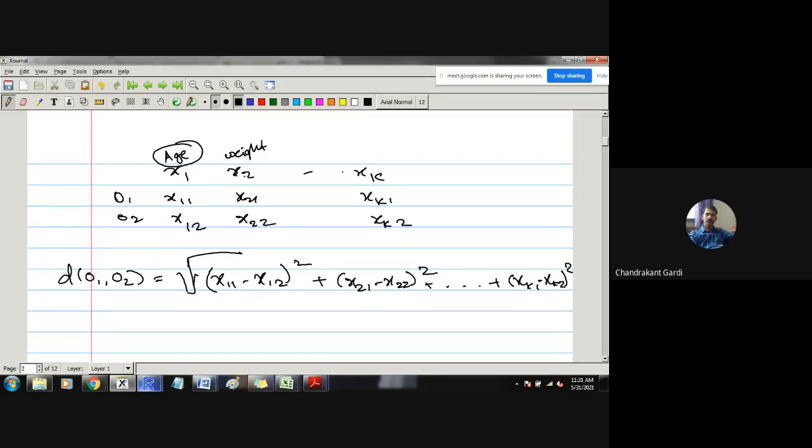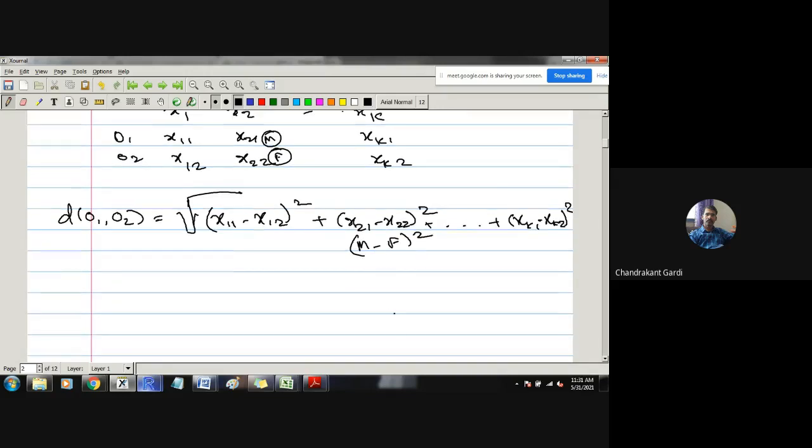But now suppose instead of weight this is gender, and the first observation has the value m, and the other has female. So here (m minus f) bracket square, these kinds of operations we need to perform. Whenever we have categorical variables like this, the solution is provided like this.